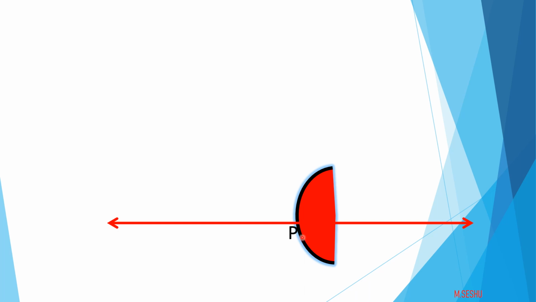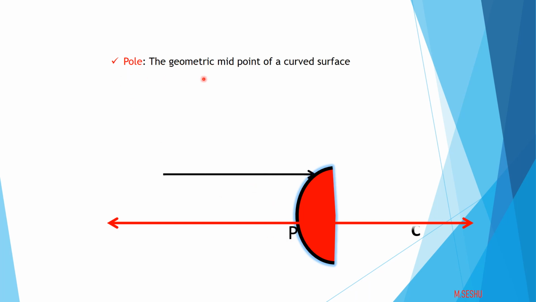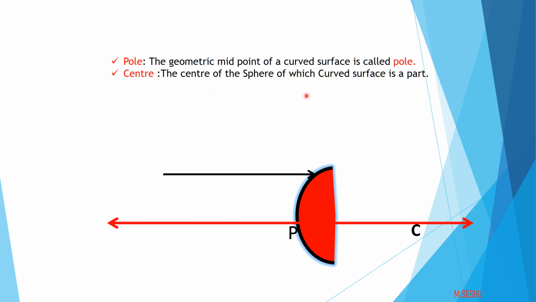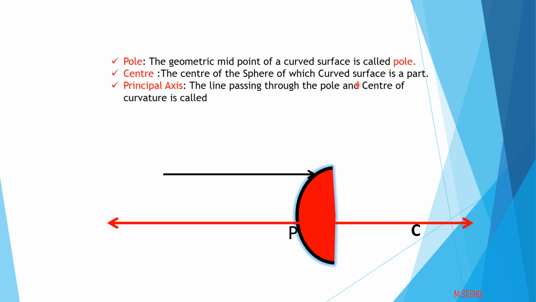See this one. This is the pole. So what is the pole? The geometric midpoint of a curved surface is called the pole. Next, the center: the center of the sphere of which the curved surface is a part, denoted with C.